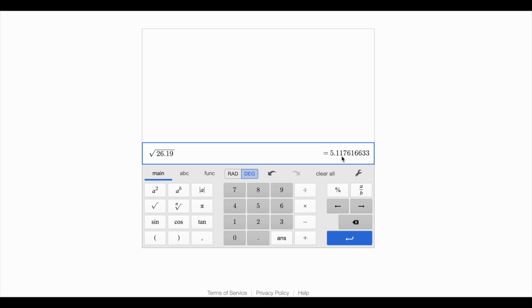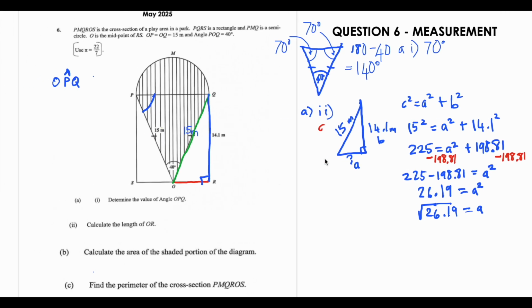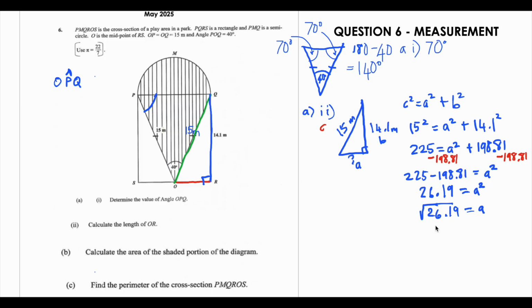5.12 basically. Since I have 5.11 and the 7 is more than 5, it's higher, so I round the 1 up to 2. So 5.12 meters. That's the value of this right here. Here we said the angle is 70 degrees, and here we could say it's 5.12 meters.